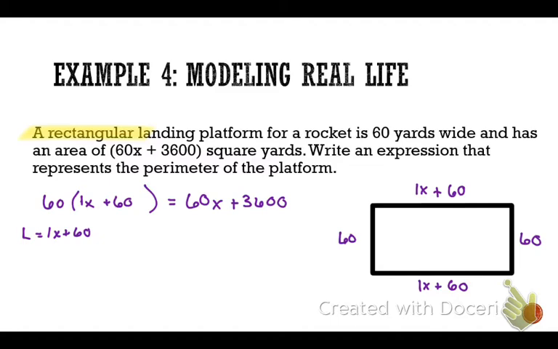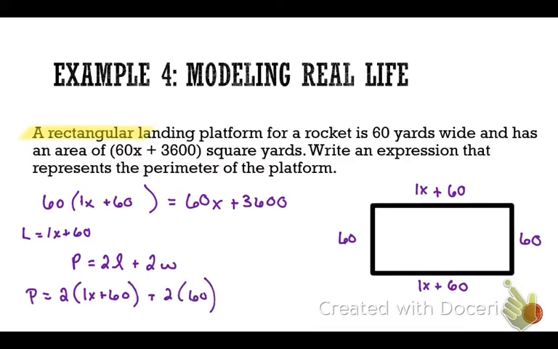It says, write an expression, using the distributive property, that represents the perimeter of the platform. Perimeter equals, does anybody remember my formula for perimeter? Say it with me. 2 times the length plus 2 times the width. So perimeter equals 2 times what? What's my length? 1x plus 60, plus 2 times 60. You're almost done.